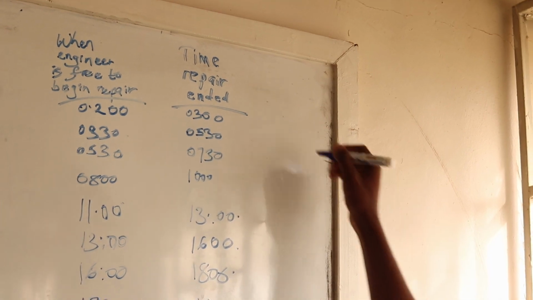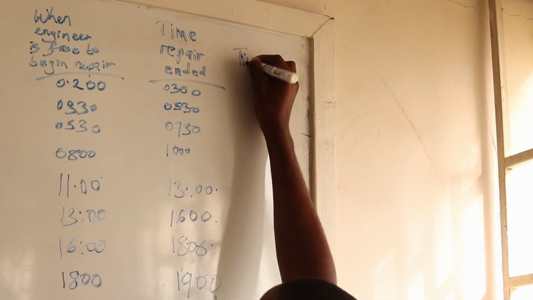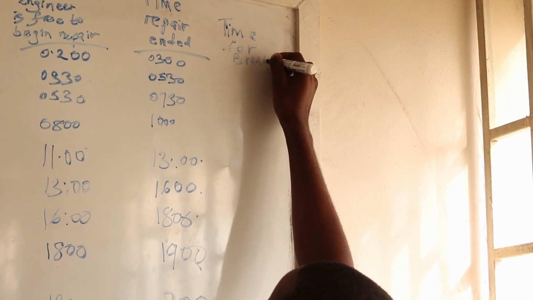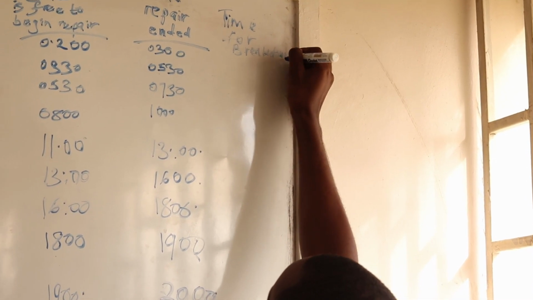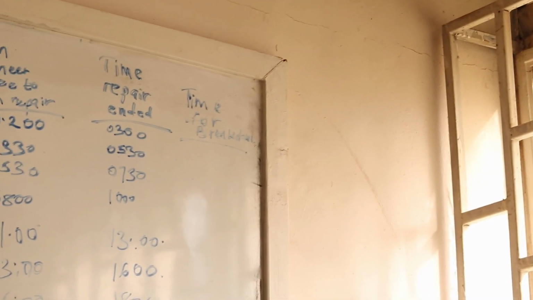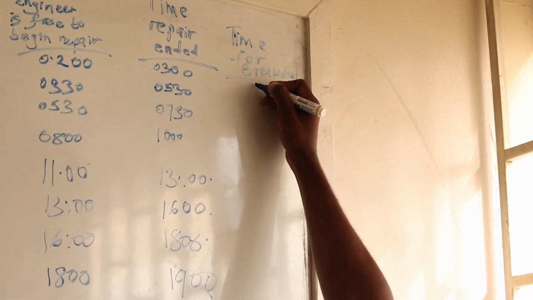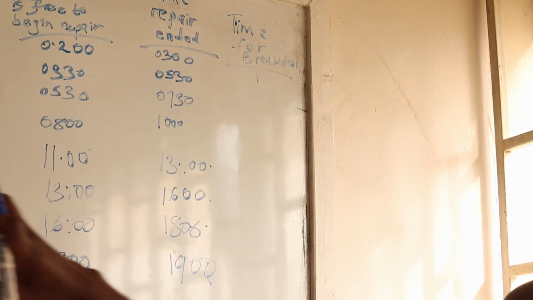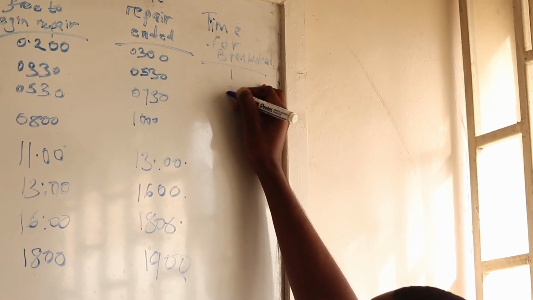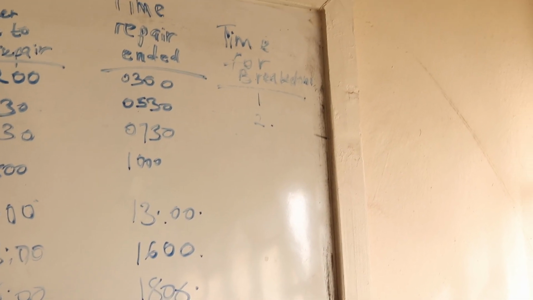So in this case, we have this column for time for breakdown. We'll have this column of total time of the breakdown. For the first machine, it broke down at 2 and the repair ended at 3, so it took 1 hour to be repaired. The second one broke at 3:30 and by 5:30 it was repaired, so we'll have 2 hours. So we'll be using this column and this furthest column.